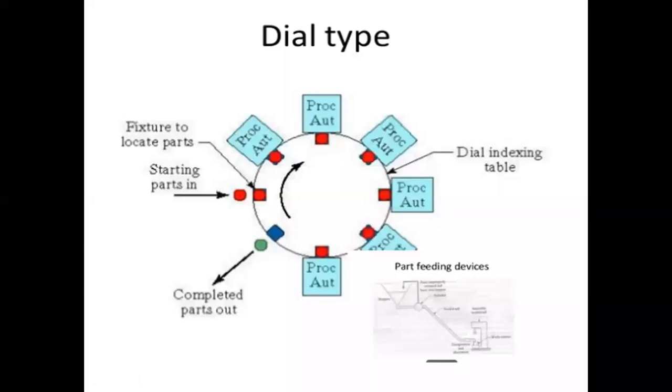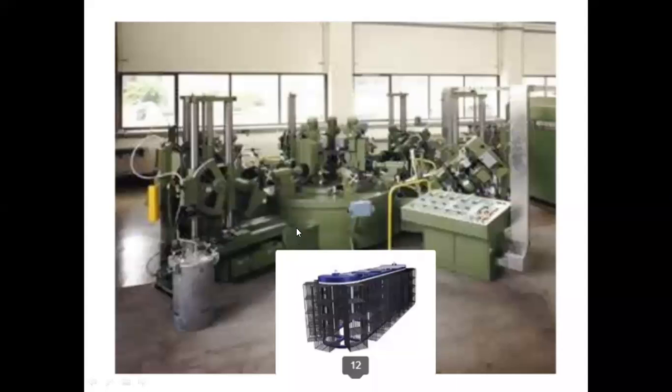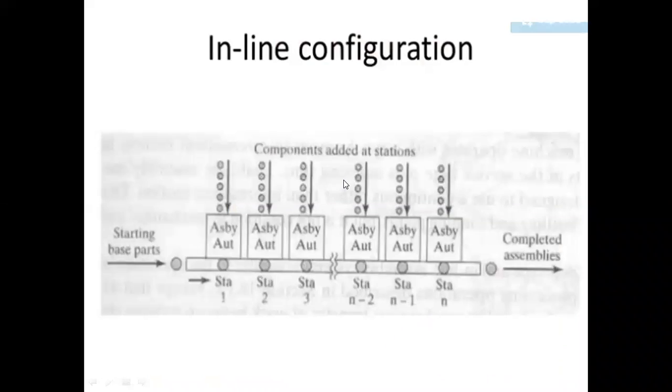So that is why you can see similar types of arrangements. This is called a dial type, where this is a fixture to locate the parts, and this is a completed part which comes out of the dial type. If you go to places like HMT, Hindustan Machine Tools, Unix, and all those, you can get that kind of dial type system. So this is the inline configuration.